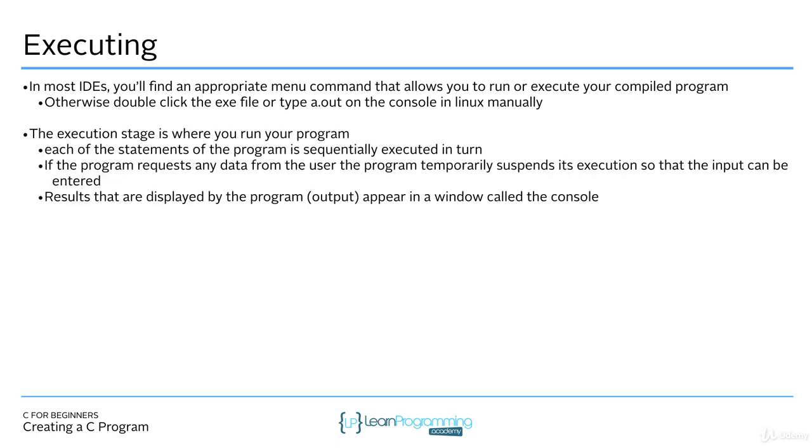So the execution stage is where you run your program. Each of the statements of the program is sequentially executed in turn. If the program requests any data from the user, the program will pause and get that input. It can get the input via the keyboard, or it can get the input via graphical user interface if you have libraries for that in your C code. Results that are displayed by the program appear in a window called the console. And we're going to show you examples of this when we talk about Code::Blocks. But when you run your program, typically you're going to see output. Not always. Sometimes programs will do things that don't produce output. But usually they produce output, and you see the output right on the terminal or the console.